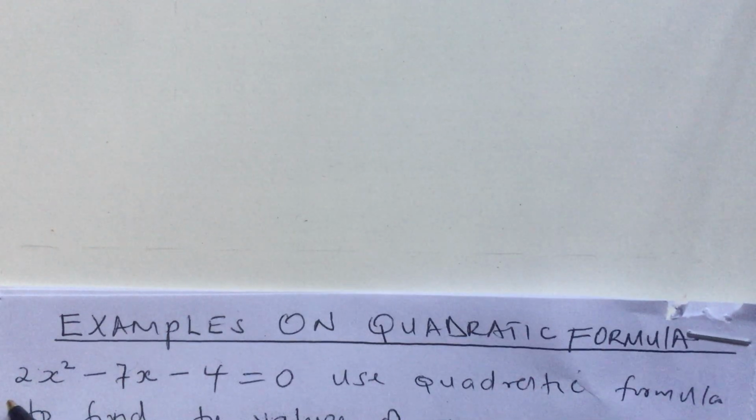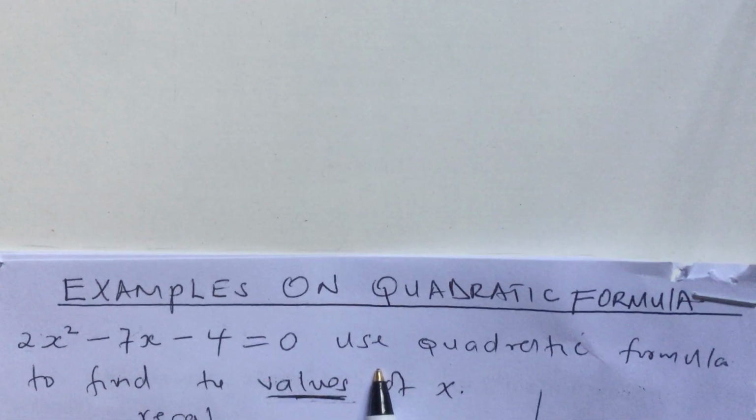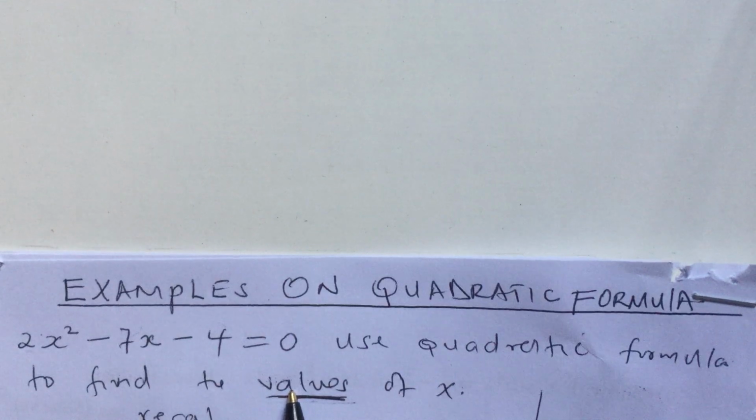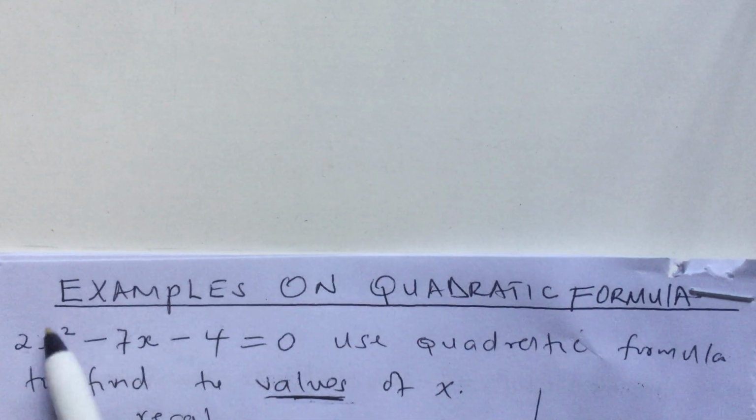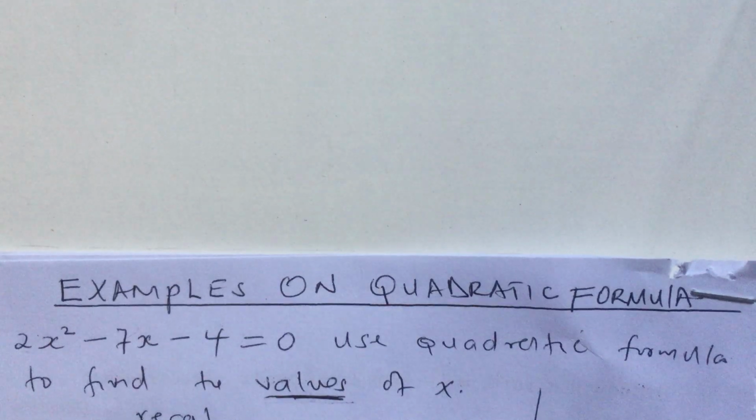Now here I've given you an equation which is 2x squared minus 7x minus 4 equals 0, and the question is saying use the quadratic formula to find the values of x. Underline the words values of x. It means that because I'm solving a quadratic equation, I'm expected to get two values of x. Remember, a quadratic expression has two roots.